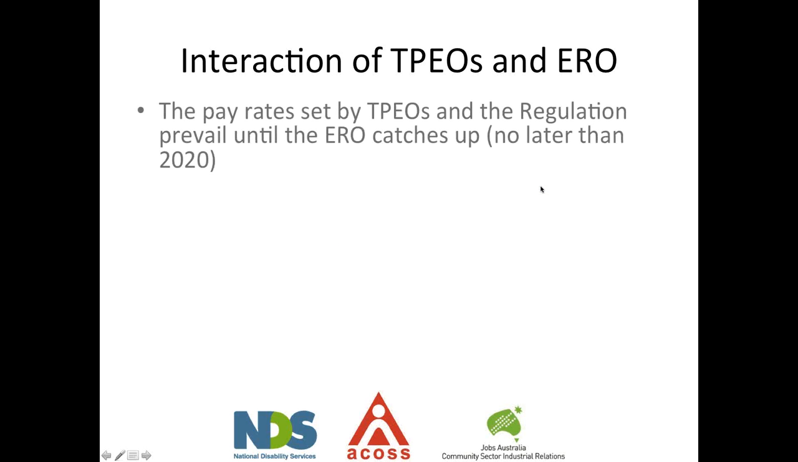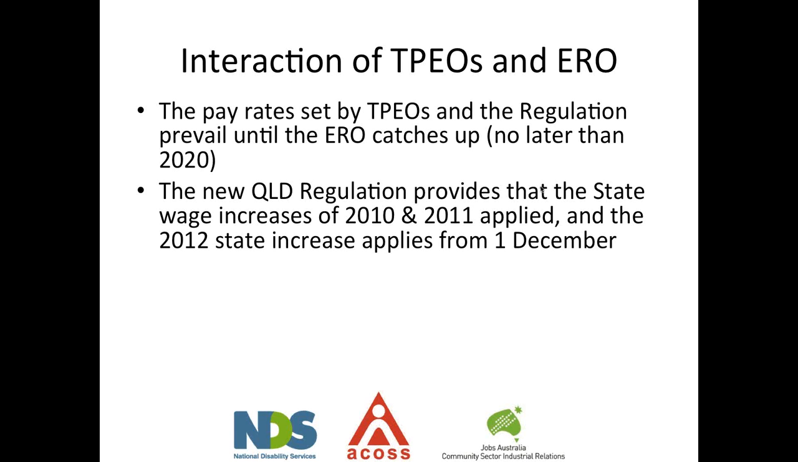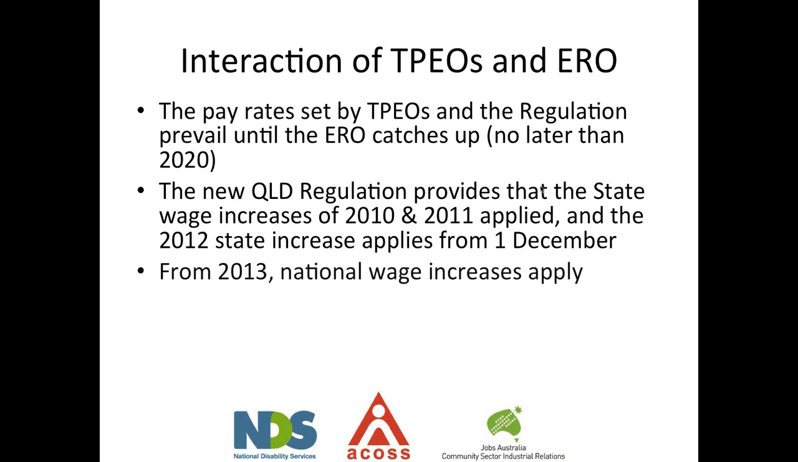So the interaction of the transitional pay equity orders and the Equal Remuneration Order: the pay rate set by both the TPEOs and the regulation prevail until the ERO catches up, no later than 2020. And the new Queensland Regulation announced just recently offers some clarity in that the state wage increases previously in 2010 and 2011 did apply. It also says that the state wage increase applied from the 1st of December this year, and it also goes on to set out that from next year the national wage increases will apply, not the old state wage increases.